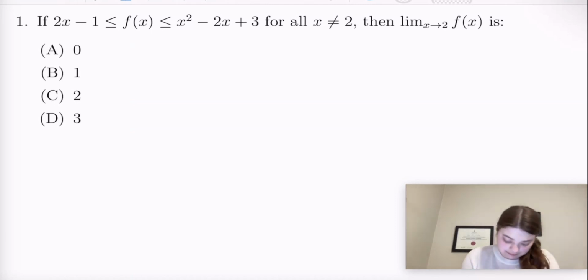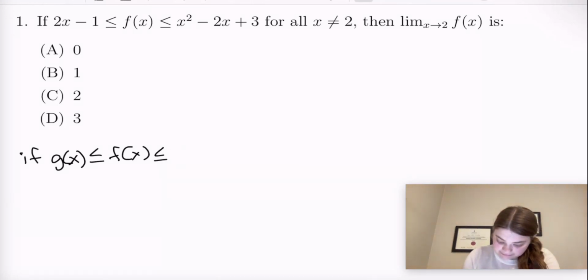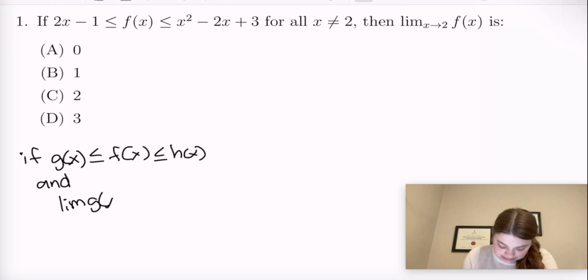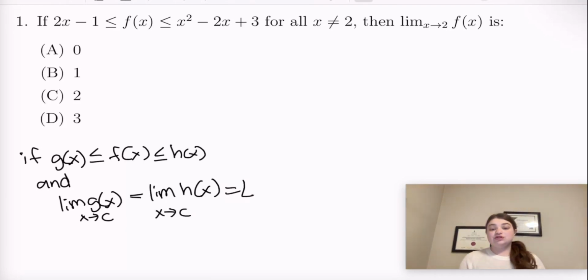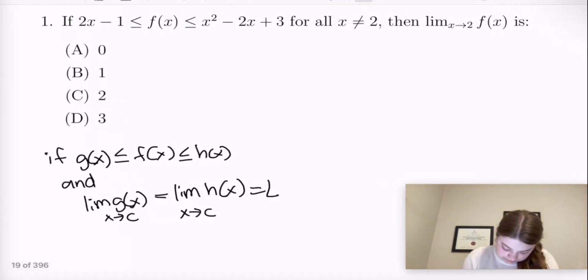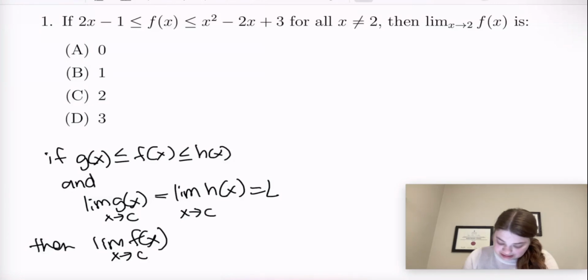Basically, it states that if we have f of x sandwiched between g of x and h of x, and assuming that the limit of g of x and the limit of h of x as x approaches the same value are equal and also equate to a specific numerical value, then the limit of f of x as x approaches that same value must also be that same limit.